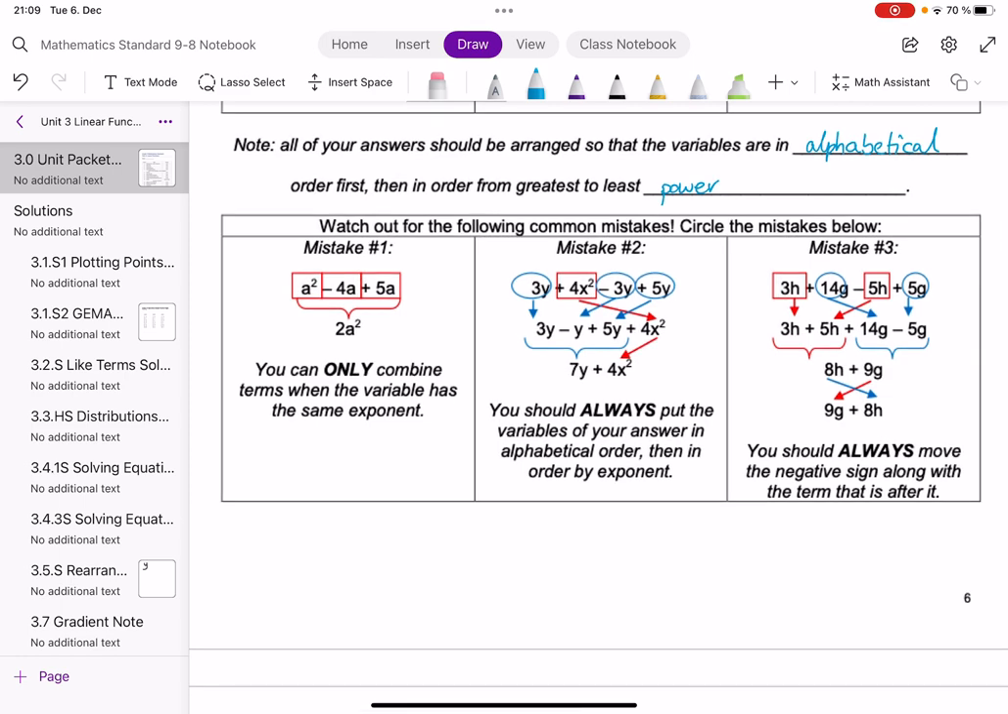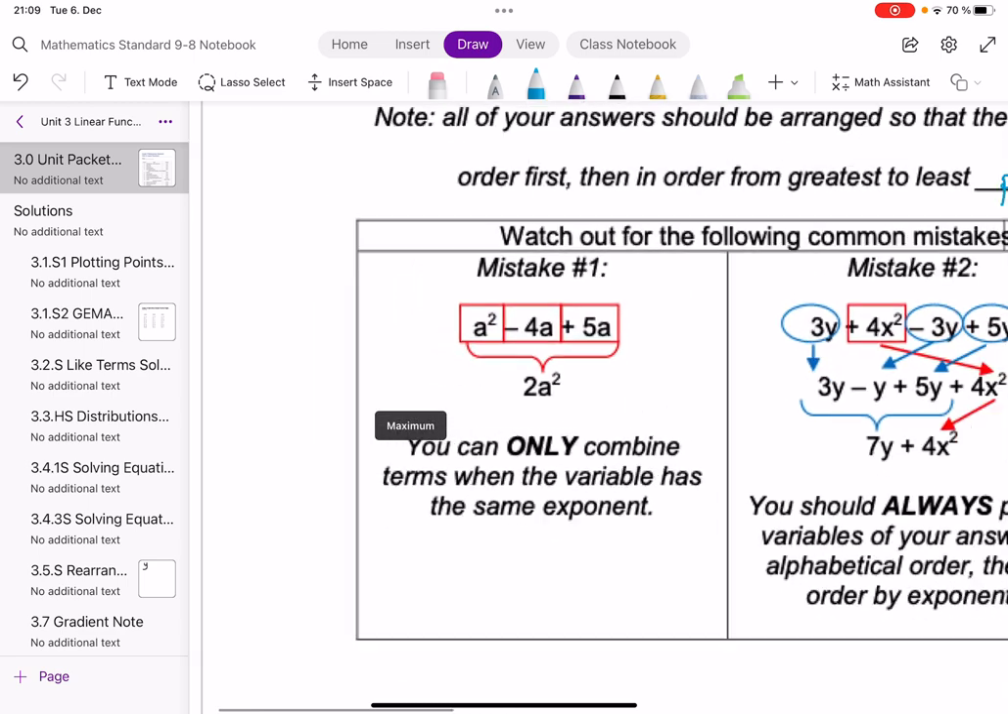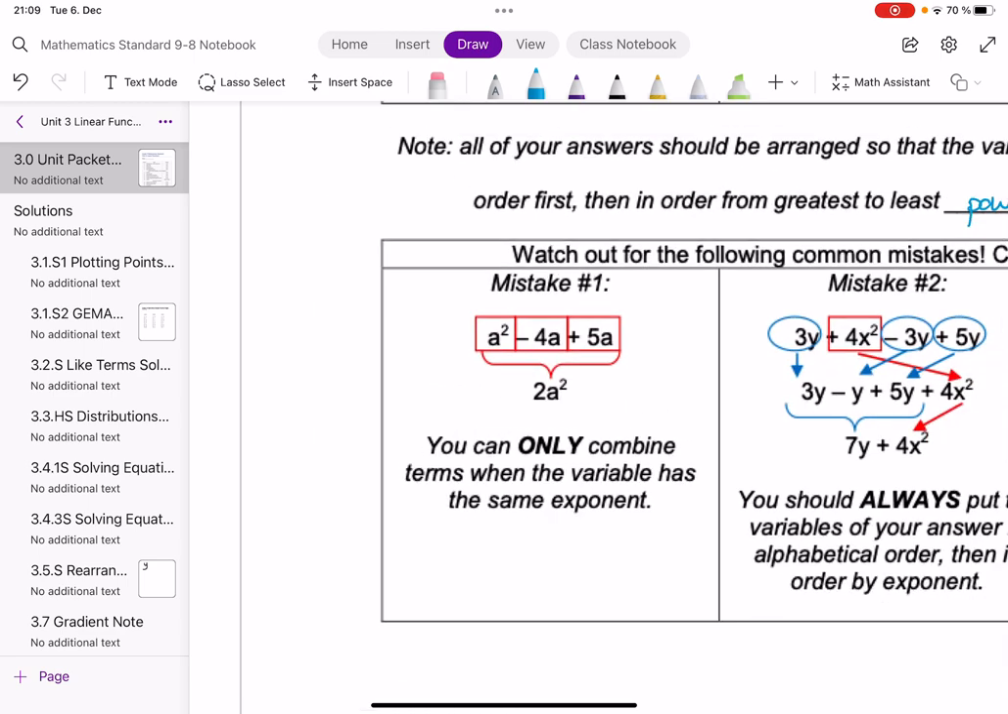Okay, there's a few common mistakes to look out for. So they are actually all things we've already mentioned. So we'll just run through them quickly as a bit of review. The first example, making the mistake that a squared and a's are the same type of term. So because they've got different powers, we can't do this. So I'm just going to write different powers. The terms that we could combine are the minus 4a and the plus 5a. Those do have the same power. a is just to the power of 1.